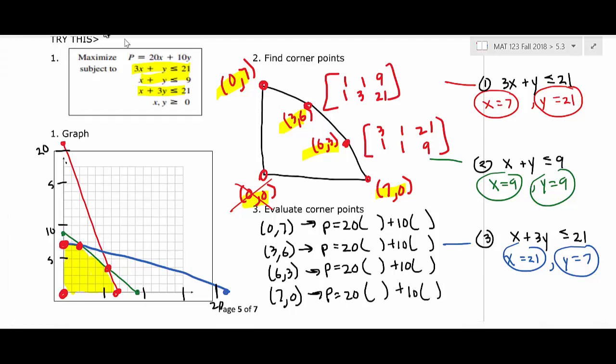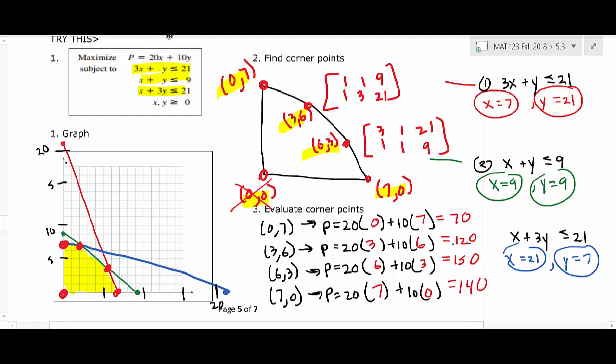Okay, now a lot of this stuff you'll be able to do in your head. You can use your calculator on any part of this that you want to. So this first one, 0, 7, that looks like that would be 70. Second one, 3, 6, that'd be 60 plus 60, that's 120. The third one would be 6, 3, so that would be 120 plus 30 would be 150, so I think that's probably it. Then the next one is 7, 0, that's 140.